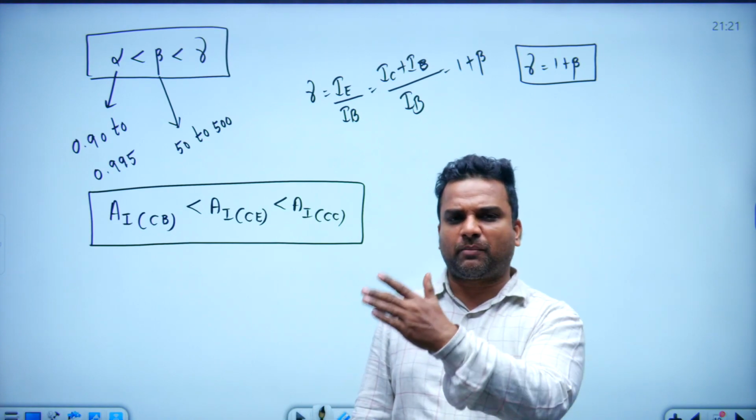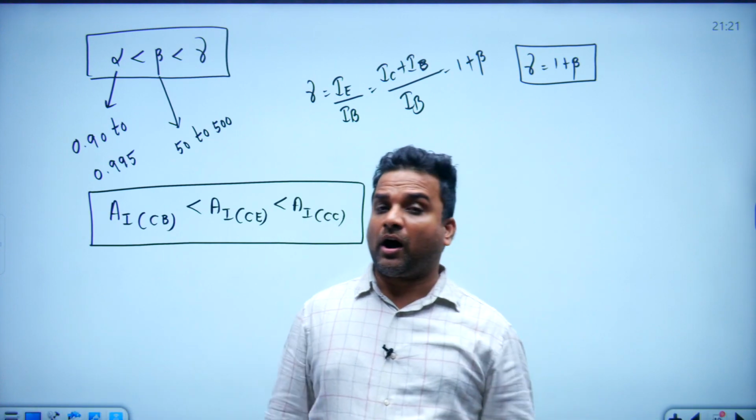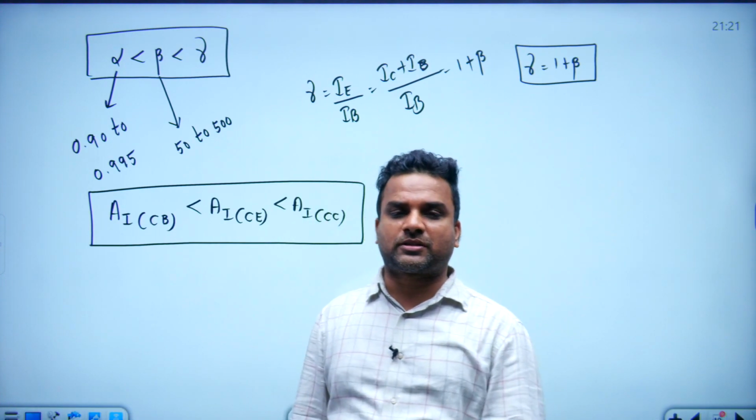What is alpha, beta, gamma in their respective configurations? How many configurations are there? All these are very, very important questions, guys.